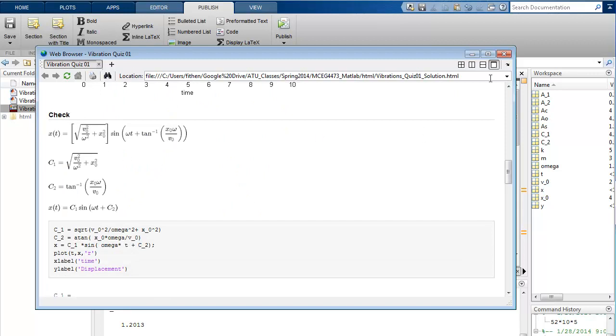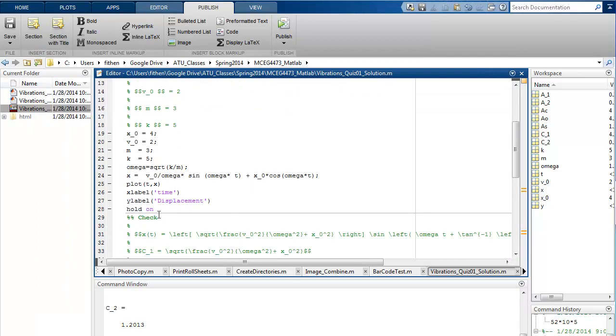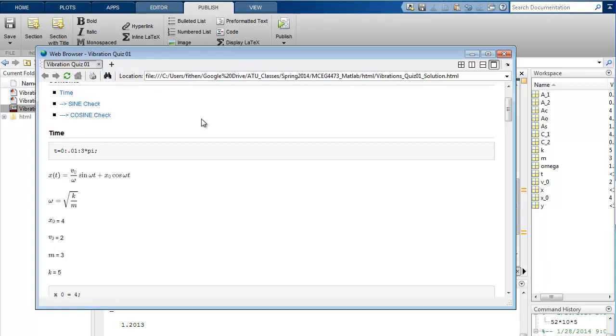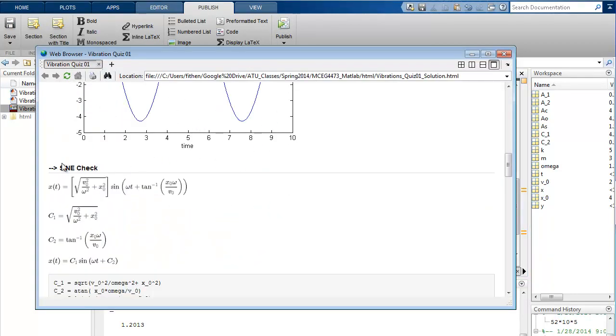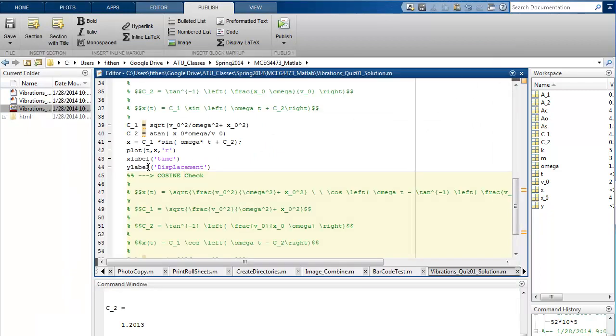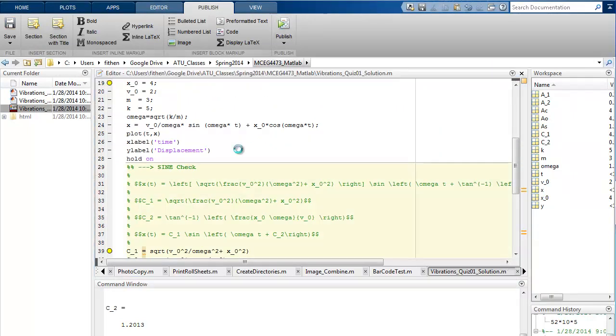So the check, this would be, say, the sine check. The other one would be cosine check. So let's publish that again. Okay, so what you see, there's your sine check right here, and you have a table of contents. You can go straight to it. Have too many, not enough arrows there on the cosine or on the sine. Let's put one more to have them equal.